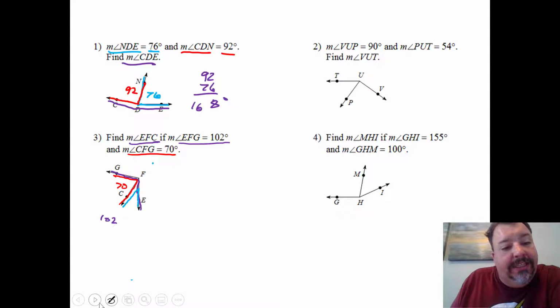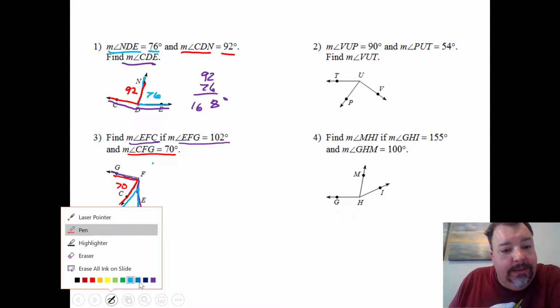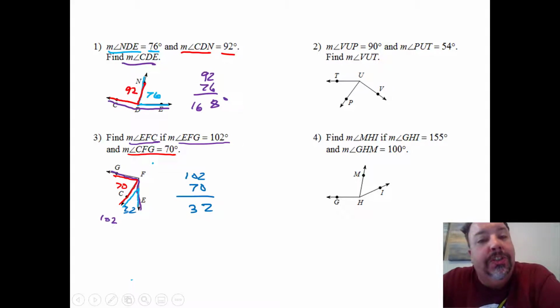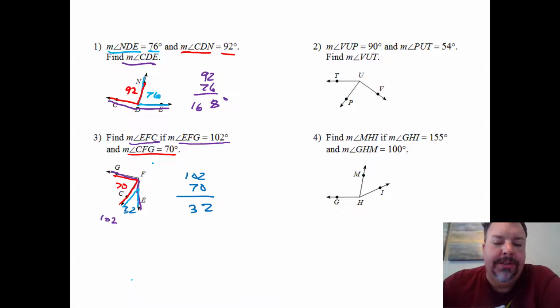So in this case, we need to subtract. We're going to subtract 102 minus 70, and that will give us the small angle, because now we have the whole and we have one of the parts. We have to find the missing part. If we subtract this, we get 32 degrees. 32 degrees and 70 degrees is a total of 102 degrees. So when you're given two small angles and you have to find a big angle, you add them together. And if you're given a big angle and one of the smaller angles, one of the parts, then you subtract to find the other part or small angle.